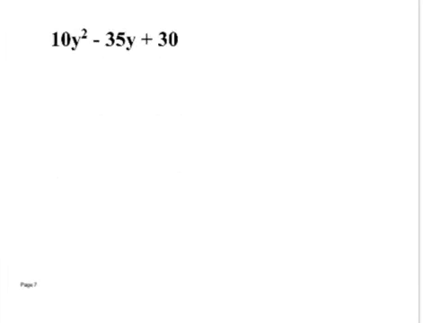All right, write this down. 10y squared minus 35y plus 30. You see something here? Yep. What, Caleb? She just said it. I can't think right now.